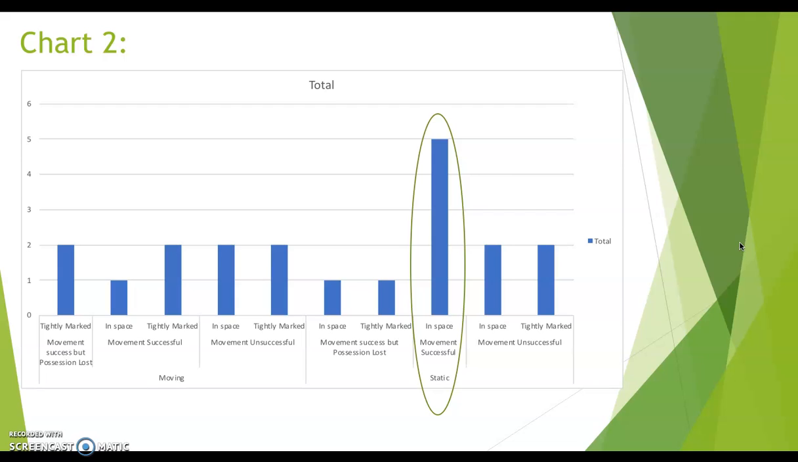Tightly marked sections also showed that players were moving or static. It would lead to unsuccess, or success but then lose possession, showing that players may not have used the best option, or the players on the bibs team defended very well.